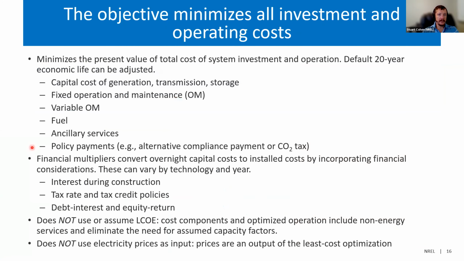So to break down what goes into the objective, we have all of the different capital, fixed and variable O&M costs, fuel, opportunity costs for providing ancillary services, and policy payments. All of these things are being summed up. The objective is formulated as a 20-year net present value. And so what it's doing is minimizing the costs in a specific model year, but doing it with a 20-year economic life present value calculation.